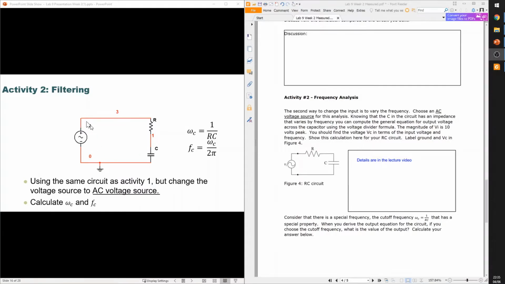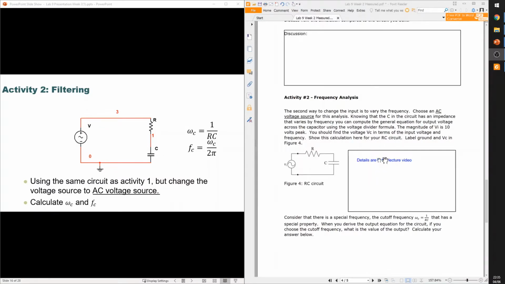So hopefully we'll see under low frequency, we will get almost the same voltage here, but under high frequency, the signal will be filtered out and we will measure almost nothing or almost zero here.